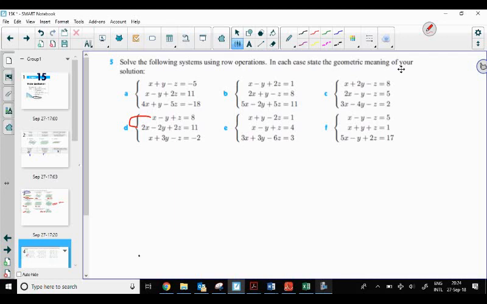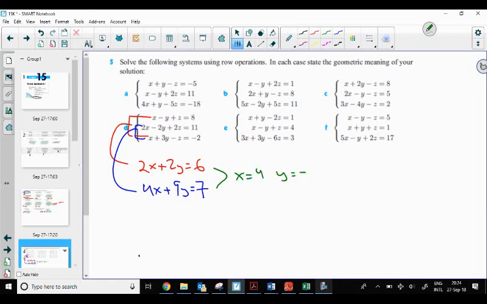But if you get really unlucky and you happen to choose, say, the first and the third, I believe that's going to get you 2x + 2y = 6. And if you choose the second and the third, that's going to get you 4x + 9y = 7. So then you're going to need to combine those 2, solve those 2, and that's fine. They have a solution. You're going to get x = 4, and you're going to get y = -1.